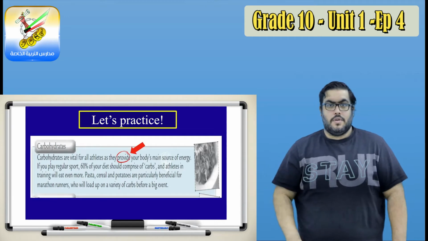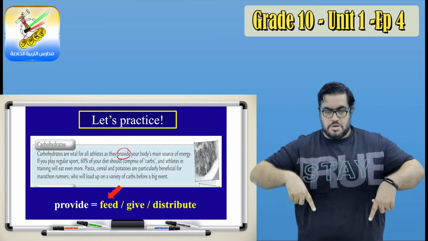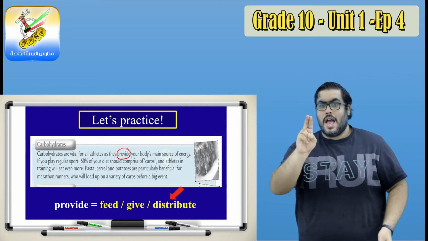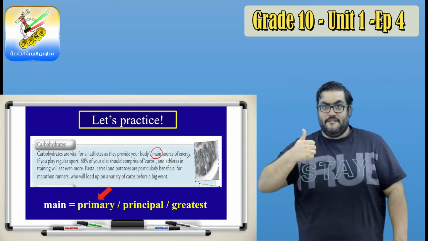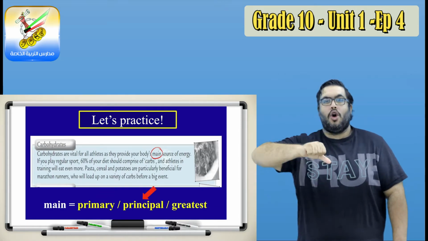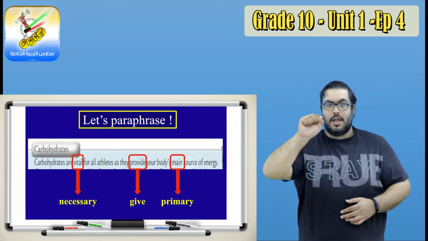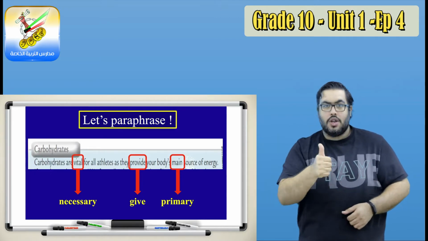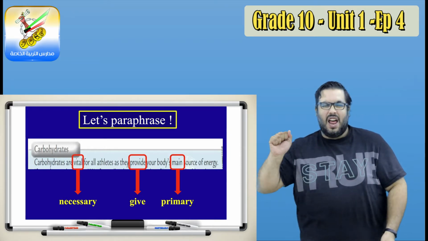We also have the word provide. What are the other meanings for the word provide? We have feed, give, and distribute. The last word we have here is main. Main could also mean primary. Another word for it is principal, and greatest. So when you look at this one, we chose the most accurate word. Why did we do that? Because the other words don't fit in this context.